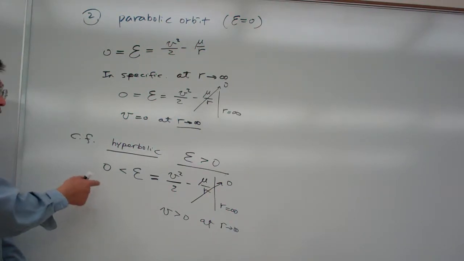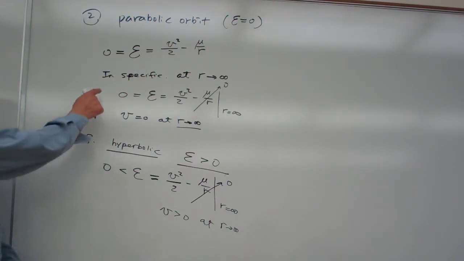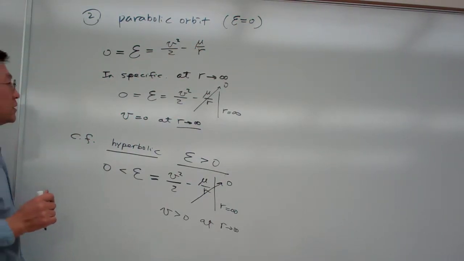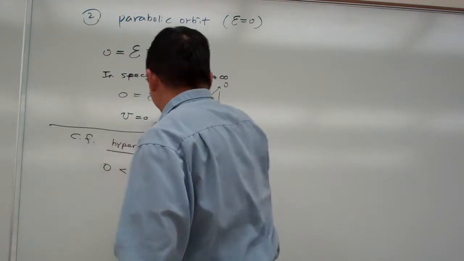Hyperbolic orbits have more energy than necessary to bring the device or satellite to infinity. Even if it goes there, it won't stop, it still keeps moving. But for parabolic, it just has enough energy to bring the thing to infinity. Once it gets there, it stops. Okay, so that is the comparison.